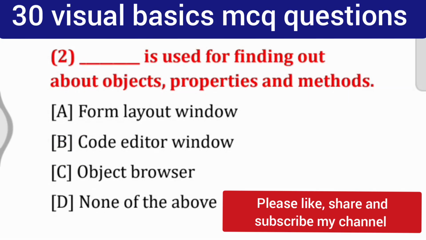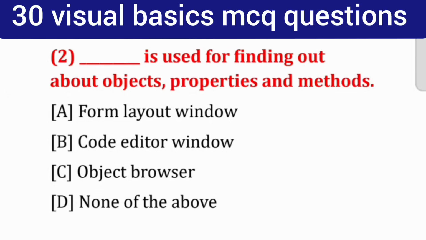Question number 2. Dash is used for finding out about objects, properties and methods. Options: form layout window, code editor window, object browser, none of the above. Correct answer: object browser.